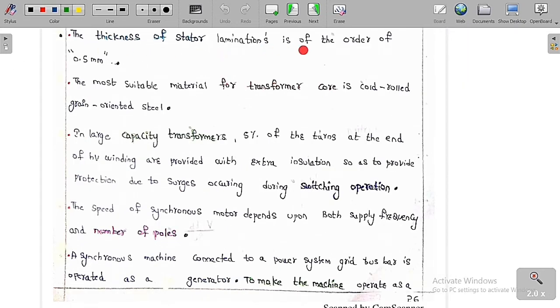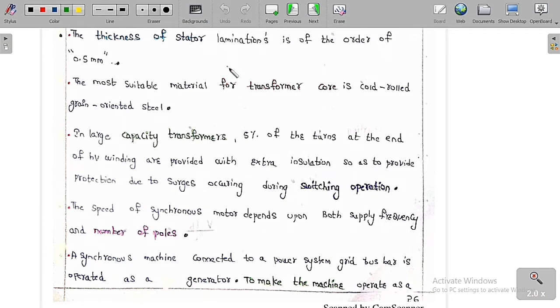The thickness of stator laminations is of the order of 0.5 mm. So if you go for the stator laminations of synchronous or other rotating machines, it is basically 0.5 mm.